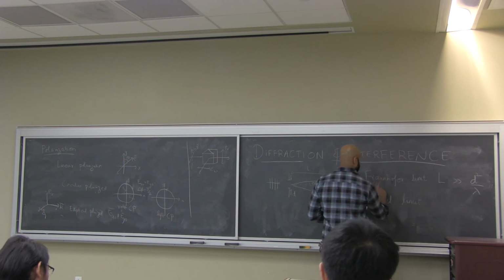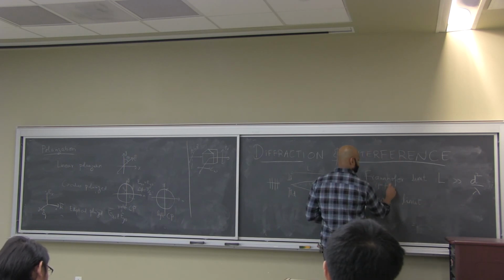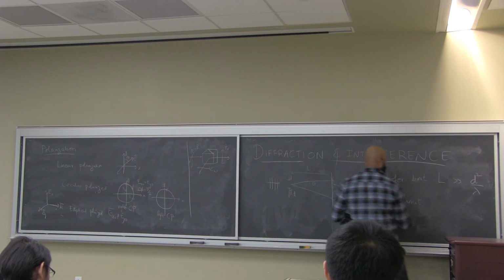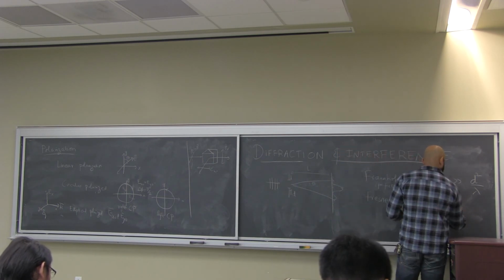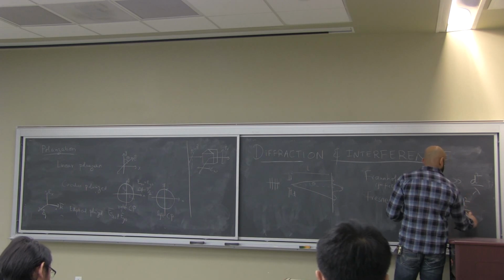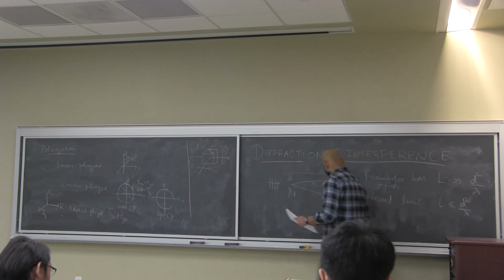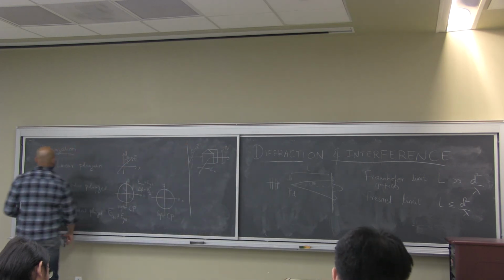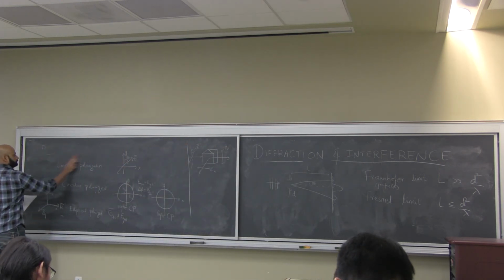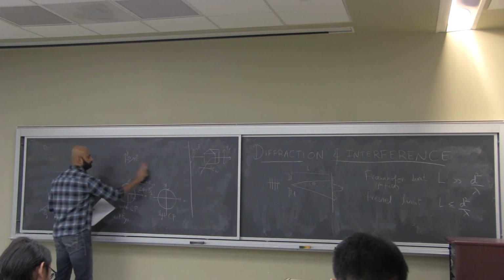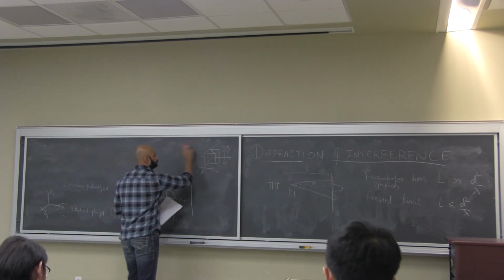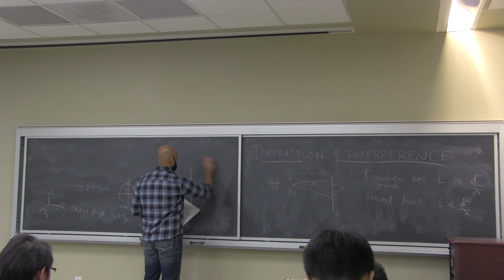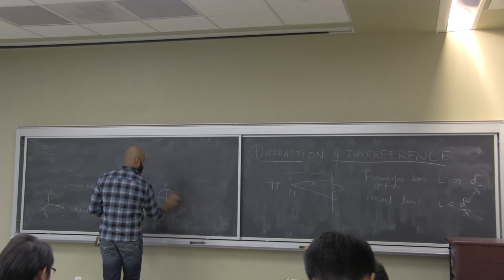So this is the far field, and in the near field, L is less than or equal to d squared over lambda. In this class, we'll mostly just be considering the Fraunhofer limit, because it has a nice interpretation for what's happening to the wave as it diffracts. You'll see in just a second.